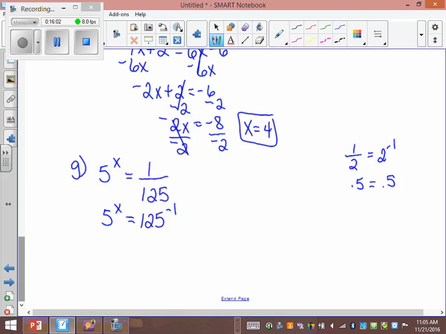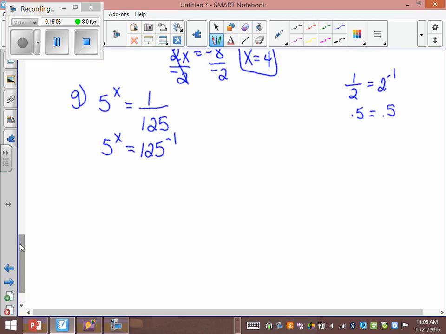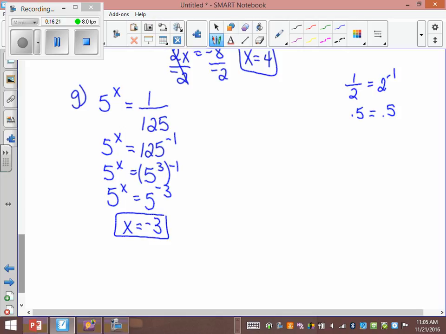125 is 5 to the what? 5 to the 3. So we're going to get 5 to the x equals 5 to the negative 3. So what does x equal? Negative 3. Literally one extra step. You just take that, raise to negative 1, and then work with it, just like we did.